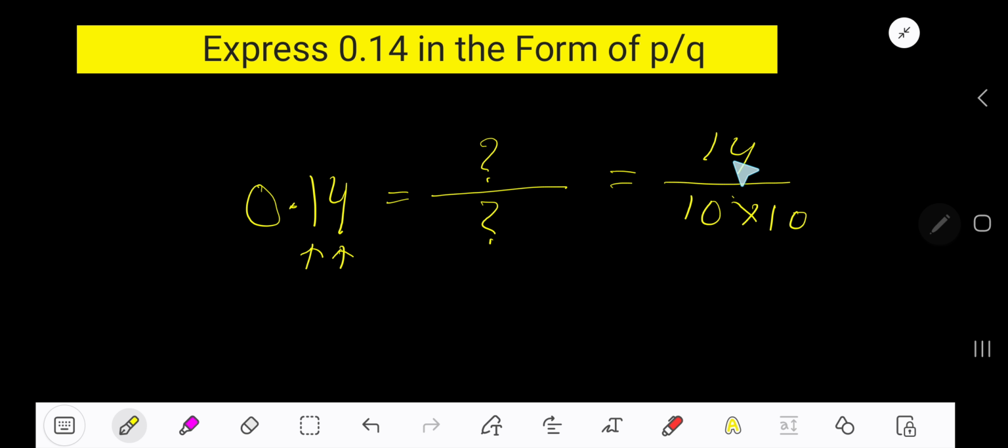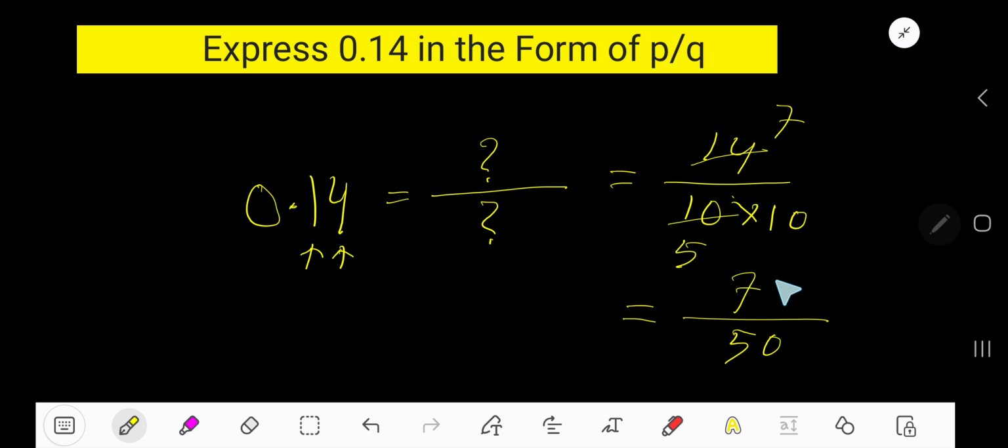Now we need to reduce this fraction. How to do that? We need to divide the numerator and denominator by a common number, which is called a factor. This is divisible by 2, this is divisible by 2. If you divide this by 2, you will get 7. If you divide this 100 by 2, you will get 50.